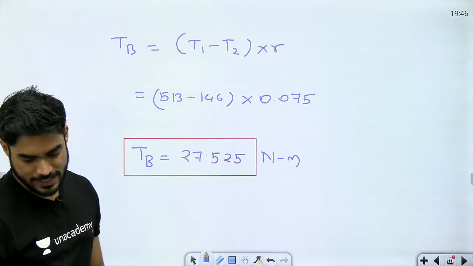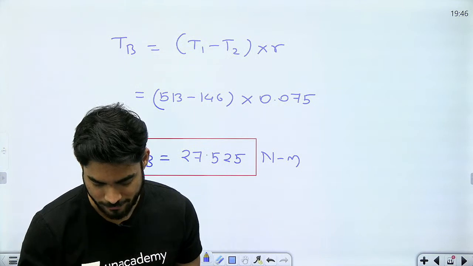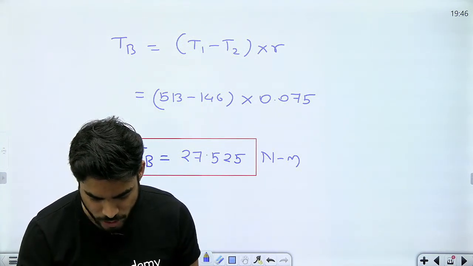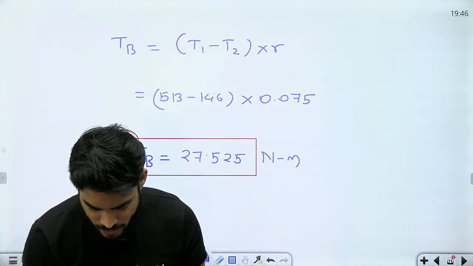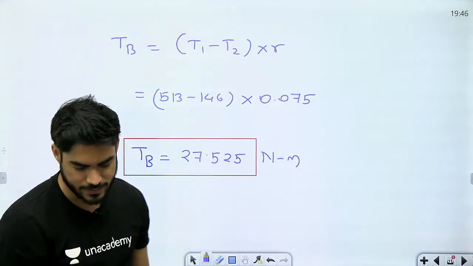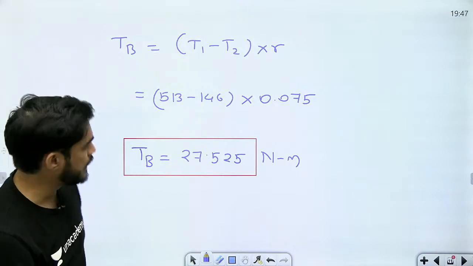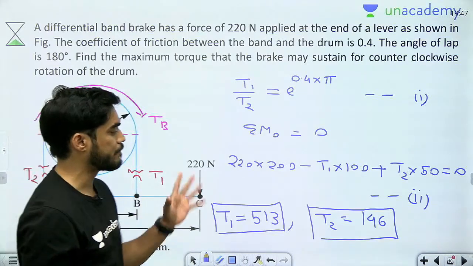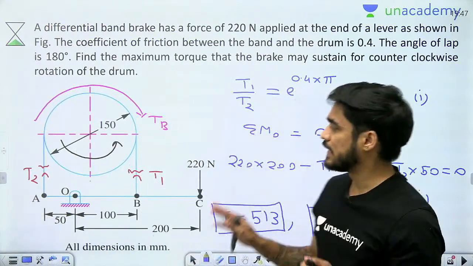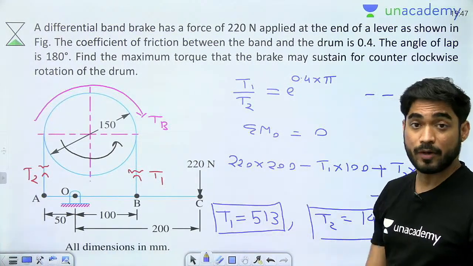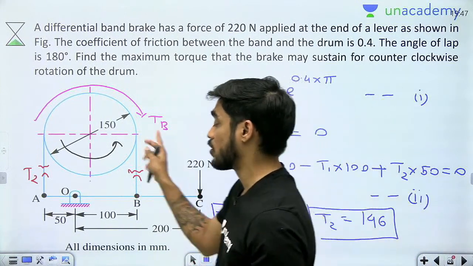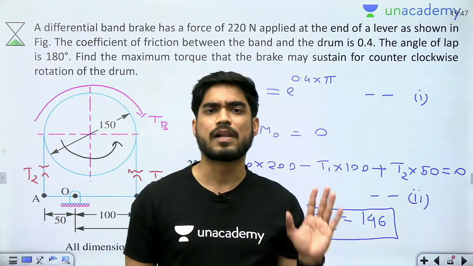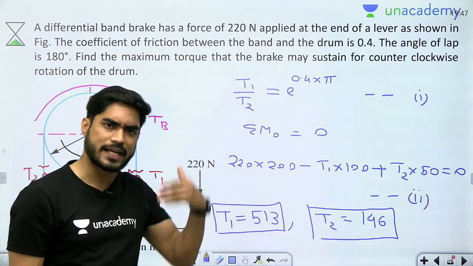Yes. So this is the answer of yesterday's problem. Very good, Palak. Very good, Kalpesh. Very good, Ayush. Very good, Nitish. So the braking torque by this differential brake will be 27.525 Newton meter for anti-clockwise rotation of the drum. Okay. So we have solved all the different types of problems related to brakes, shoe brakes, band brakes.